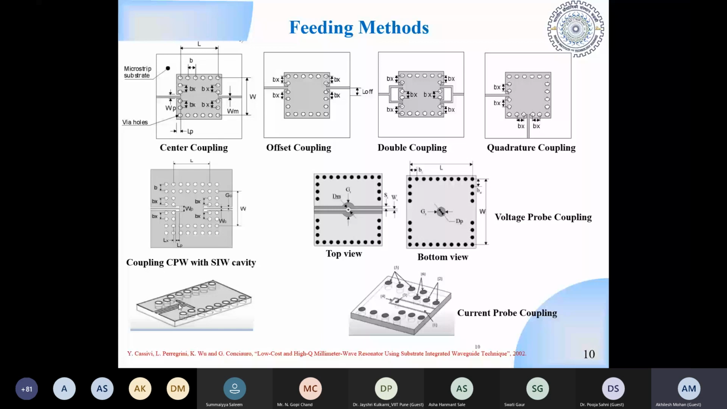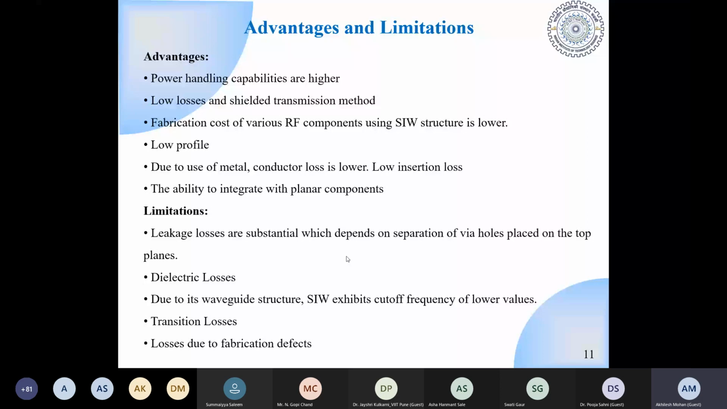So again, advantages and disadvantages. I will not go into the details. Same as before, I have discussed the details. The main thing is that in microstrip line or microstrip linear components, they don't have many important limitations.